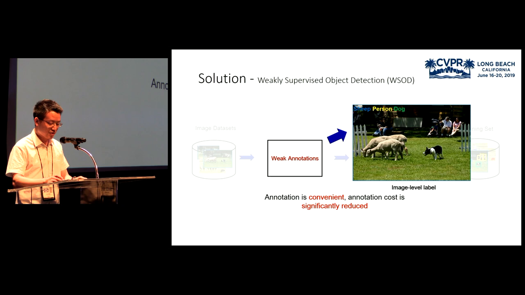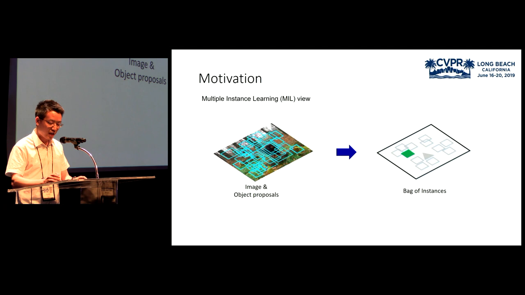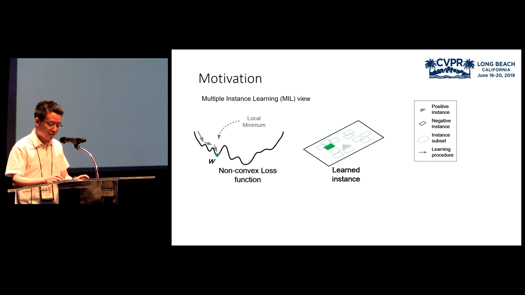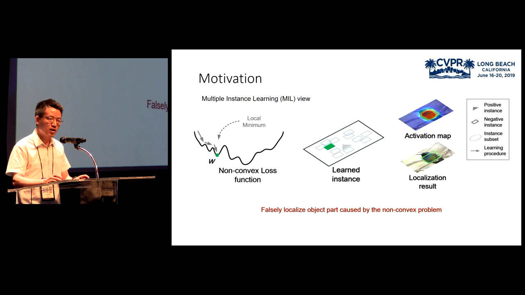Most weakly supervised learning methods can be viewed as a multiple instance learning framework. The MIL framework denotes an image with thousands of proposals as a bag of instances. However, the loss function of MIL is known to be non-convex. During the training procedure, MIL tries to find the most confident instance to classify the bag back. It will falsely localize the object part, caused by the non-convex problem.